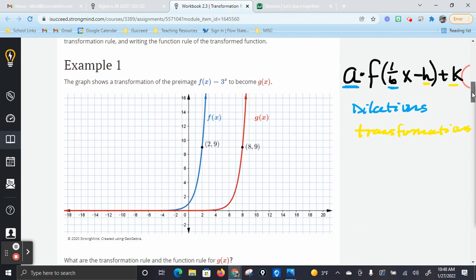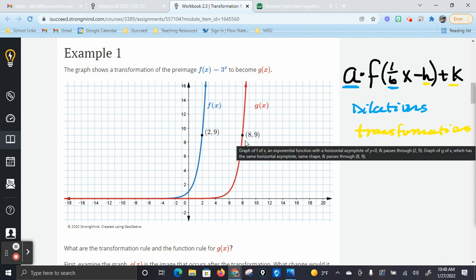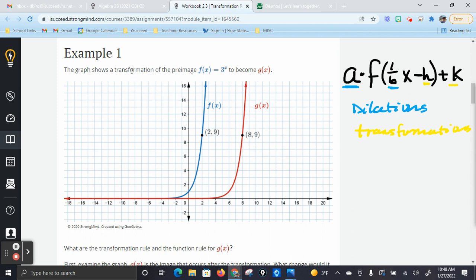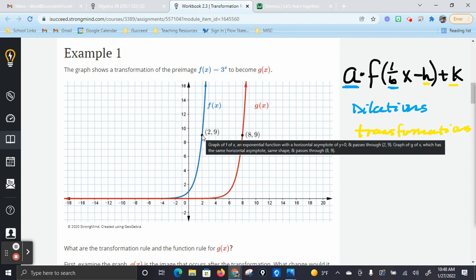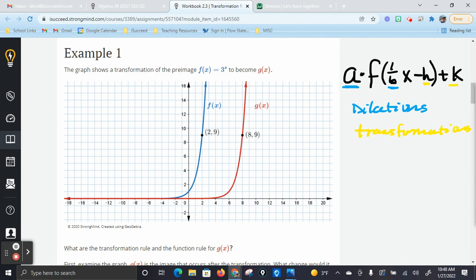Okay, so let's look at the first example. So here I have what they're calling the pre-image. So this is the original graph, and I can see that this is an exponential function because of the shape and the curve, and I can see the asymptote down here. And we want to essentially compare that with the red graph to be able to come up with what's happening for the transformation. So it was very kind of them to give a coordinate point of (2, 9), and then (8, 9). I can very clearly start to compare those two coordinates.